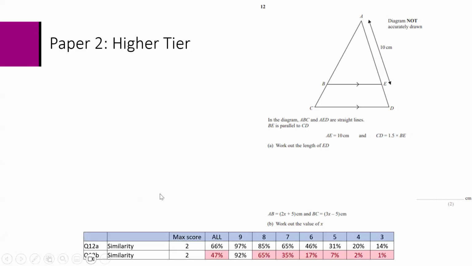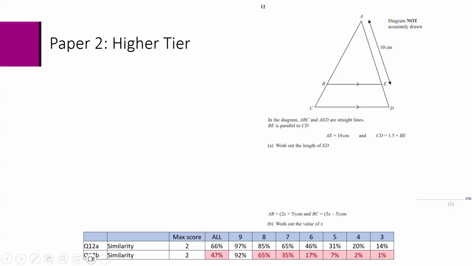Let's have a look at the statistics. So work out the length of ED. And then we've got some algebra in there. And so to a degree, it's not surprising that these scores dropped off for algebra, but it was in one of the bottom 10 performing questions on the paper, and we're only in question 12 at this point.